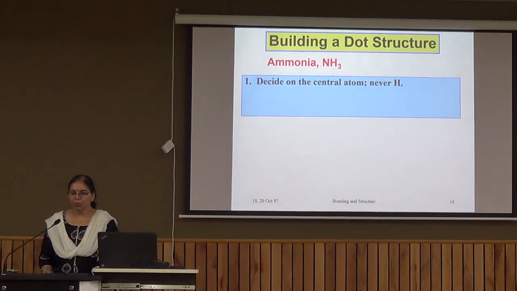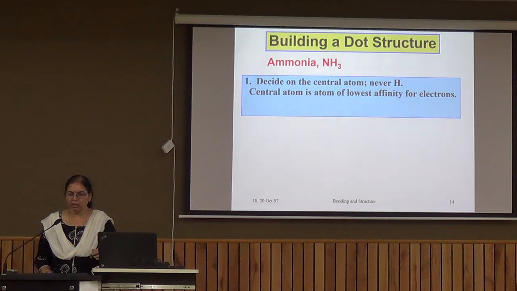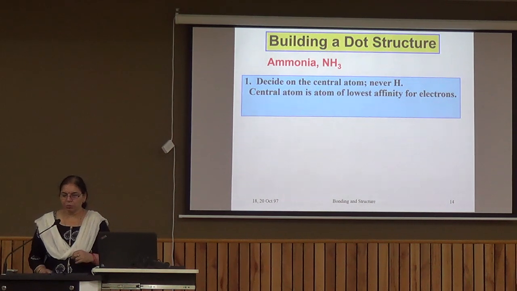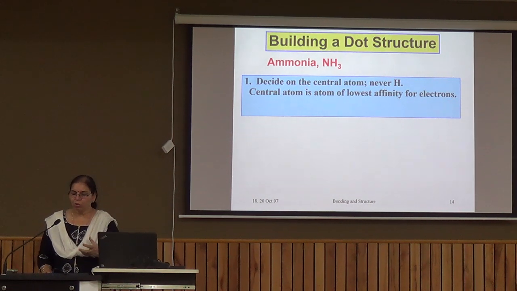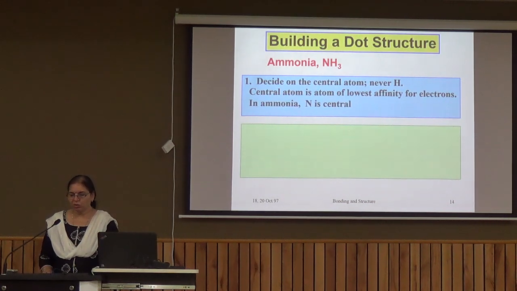Now the Lewis dot structure of ammonia. The formula of ammonia is NH3. The central atom is nitrogen and the surrounding atoms are hydrogen. And how will you decide that the central atom should be nitrogen? The central atom should have the lowest affinity for electrons. In ammonia, nitrogen is the central atom.